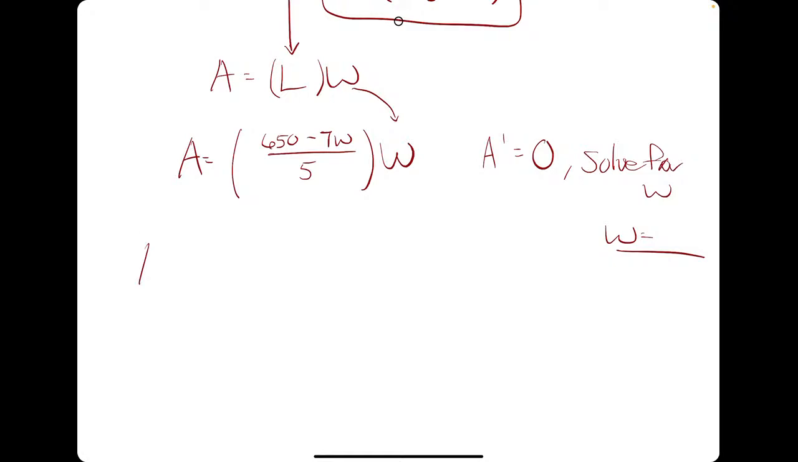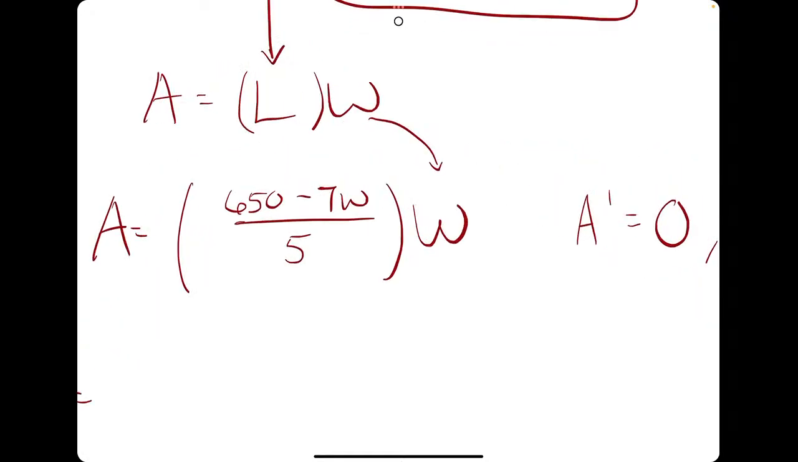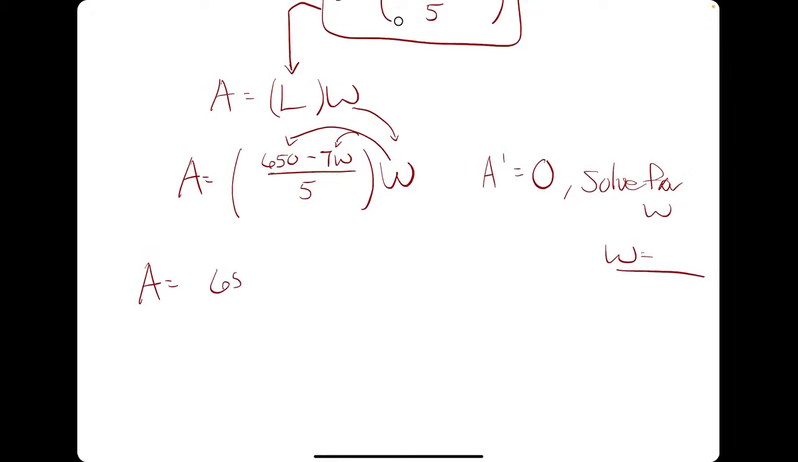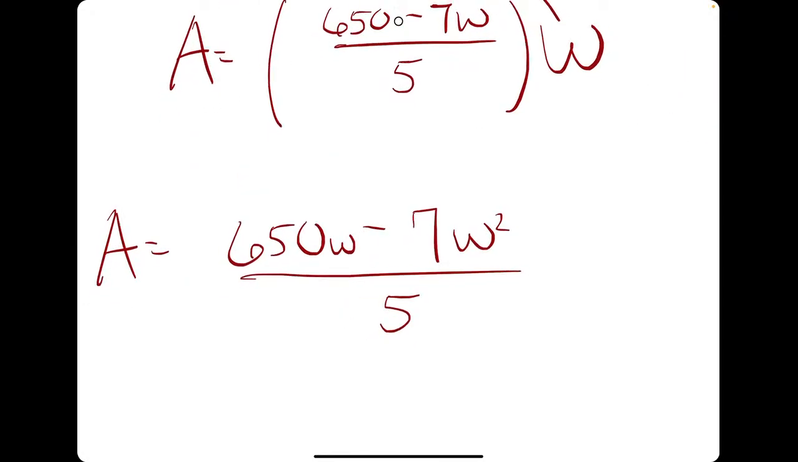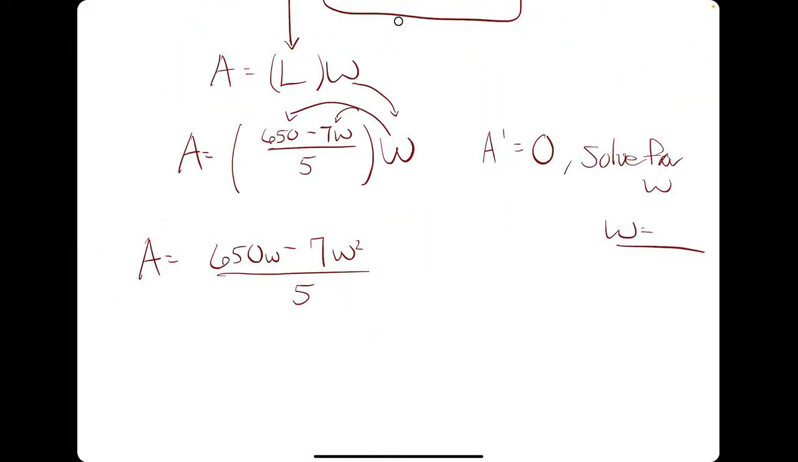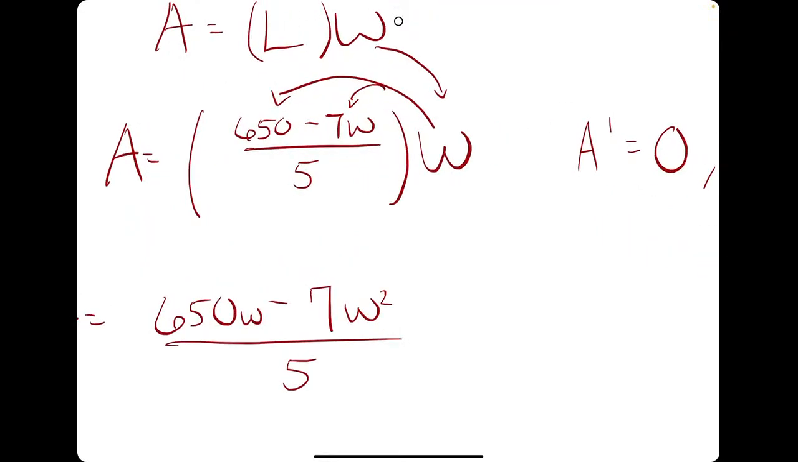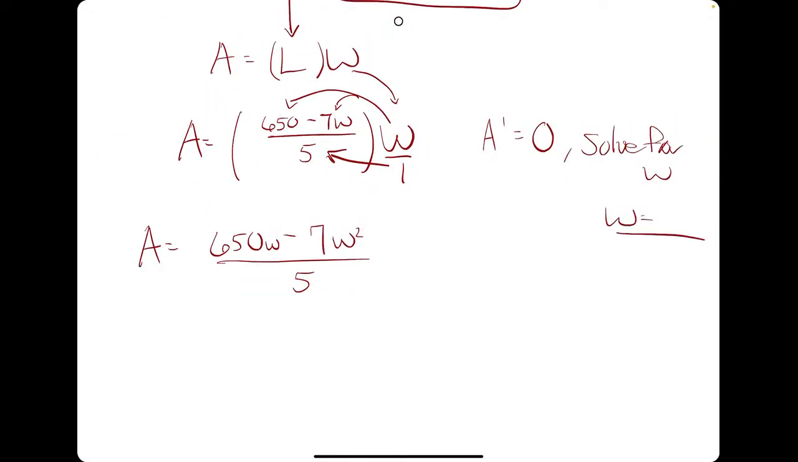All right, so before we find the derivative, I always recommend distributing the W here and here. So 650 minus 7W squared over 5. And that 650 should have a W. Sorry, distributed the W to just the numerator because that's how that works. It's basically W over 1. So we distribute the W to the top, and then the bottom is just 1 times 5.